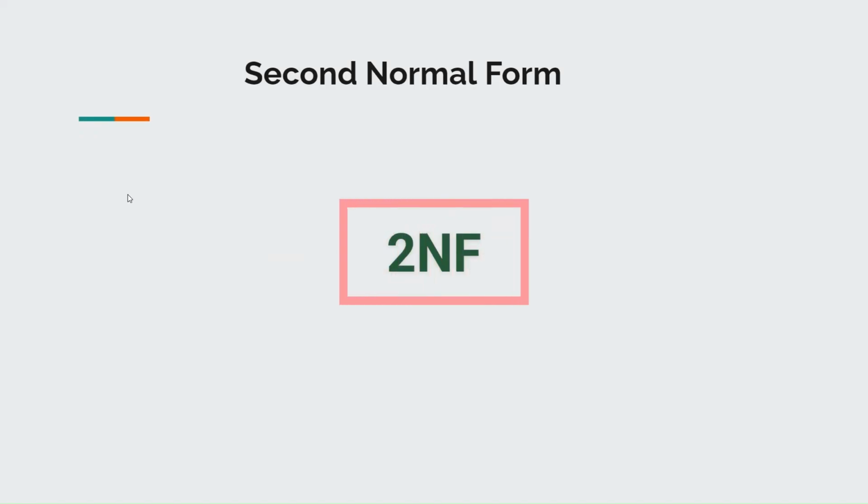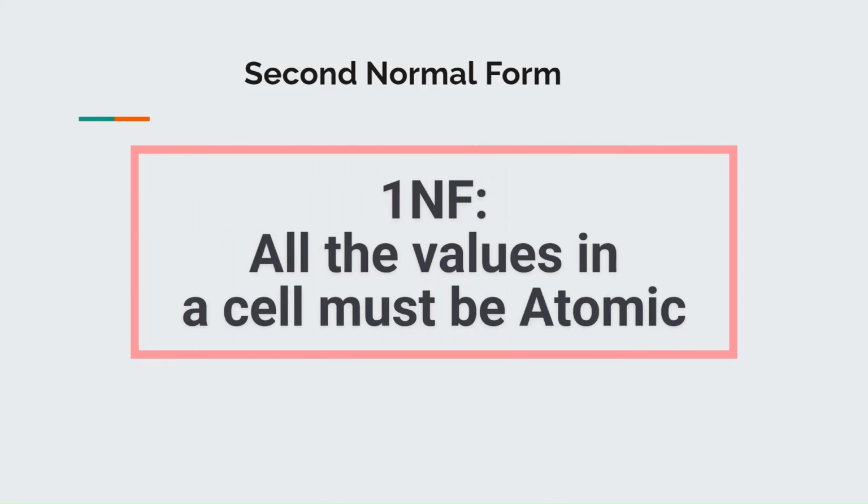Hello and welcome to this lecture on second normal form. In the previous lecture, we talked about the first normal form. To give a quick recap, in first normal form, we get rid of all the cells that hold more than one value. That is, all the cells in a table should be atomic. After we achieve the first normal form, let's talk about the second normal form.